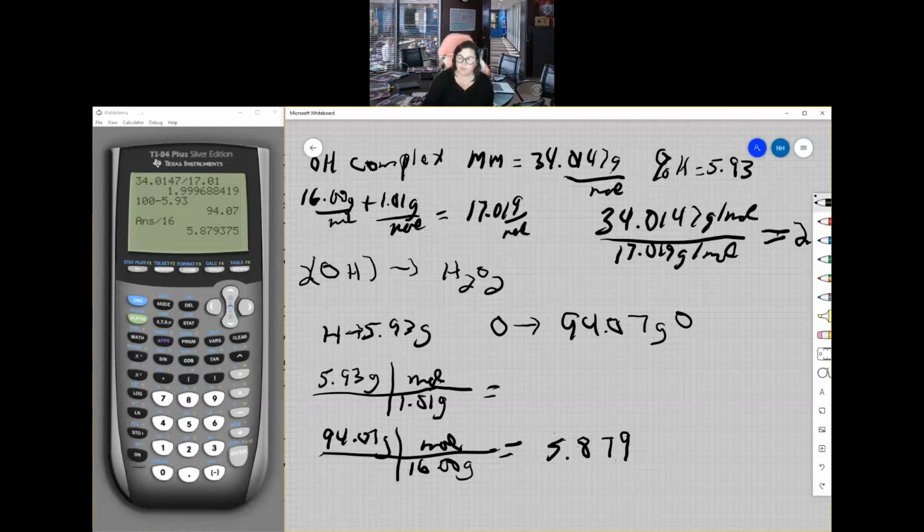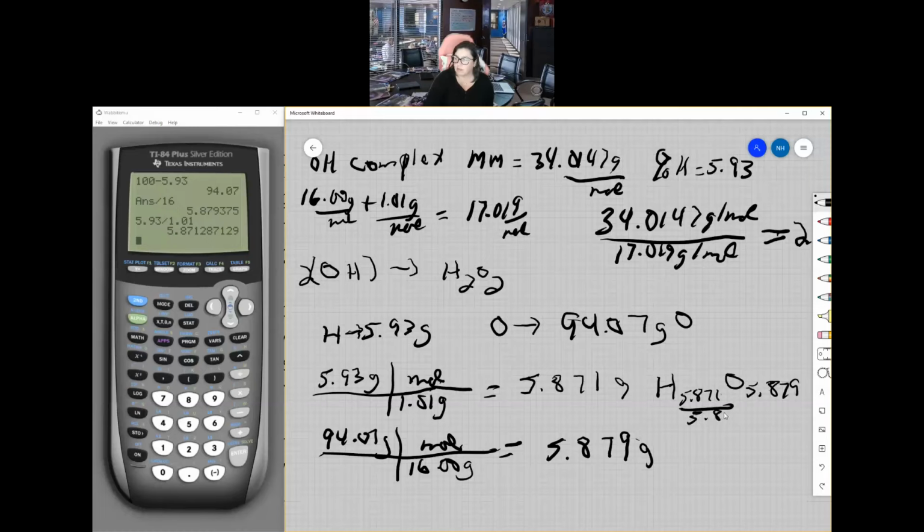Okay, that's awesome. Let me come back to my calculator. 5.93 divided by 1.01 is 5.871. Not exact, but pretty darn close. Now, of course, the way this is supposed to work is I go H 5.871, O 5.879. I divide both of those numbers by 5.871.